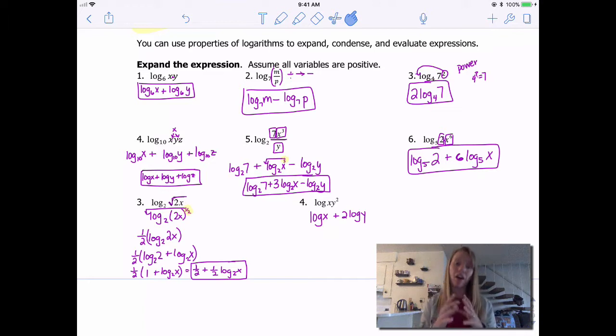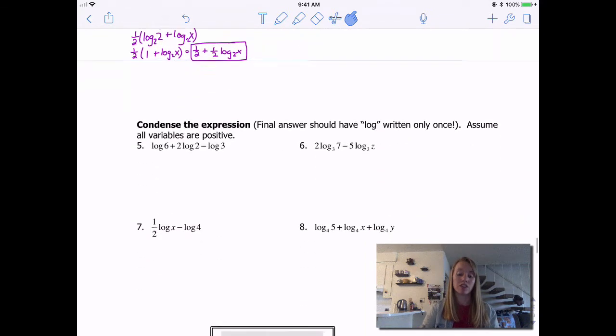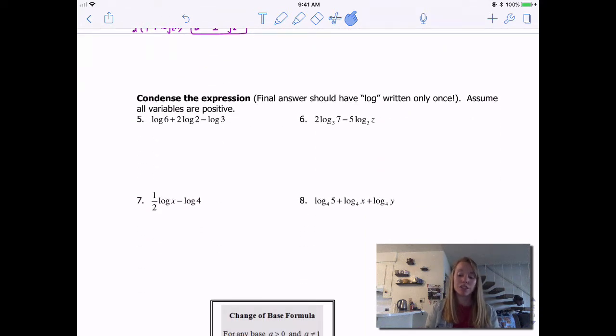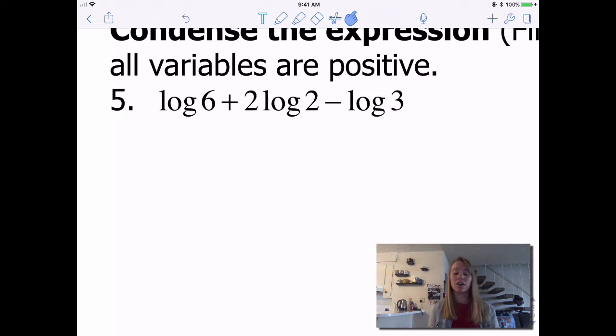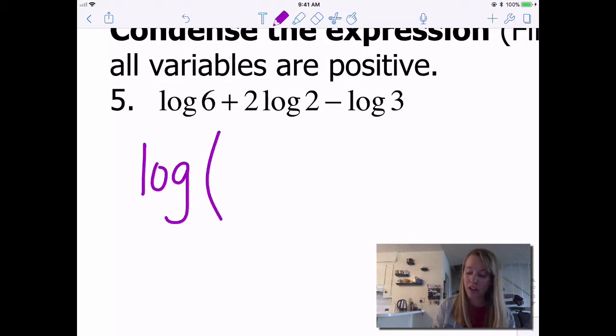I'm taking one log and I'm making it many logs. Condensing is the exact opposite. I'm going to have many logs and turn it into one log. Okay, so on number 5, I have log written 3 different times. My goal is to be writing log just once. So I'm going to write log and then leave space for my argument.